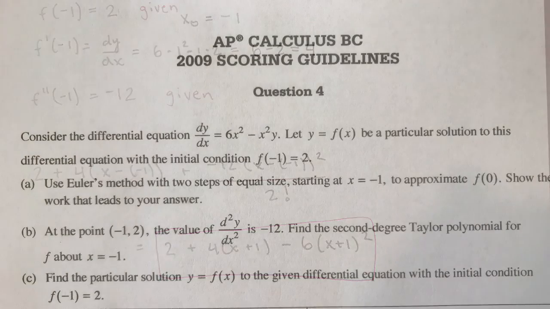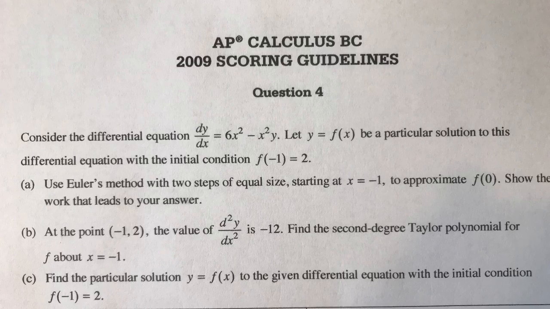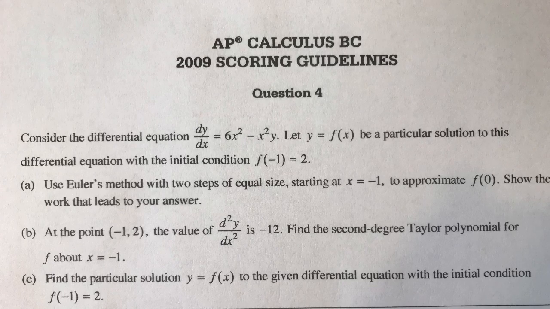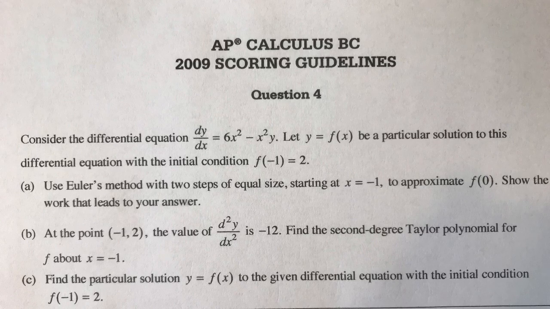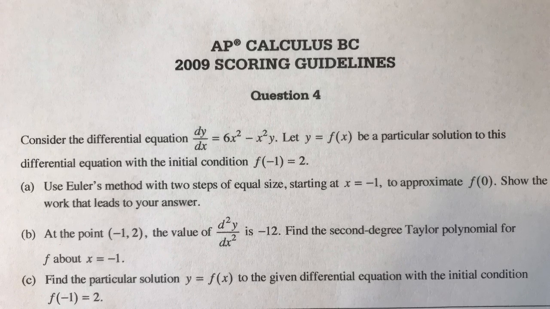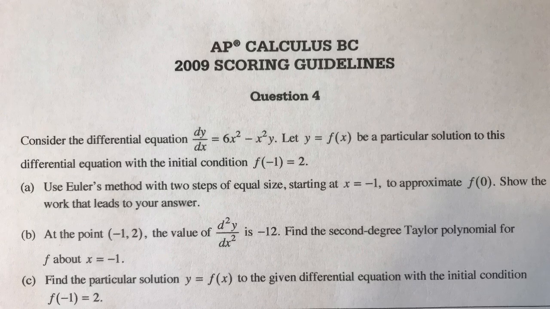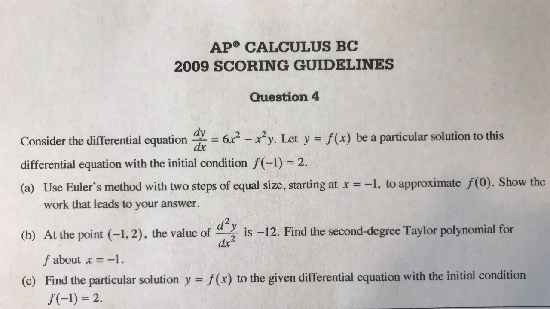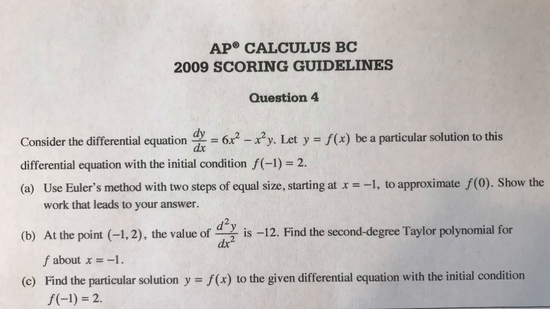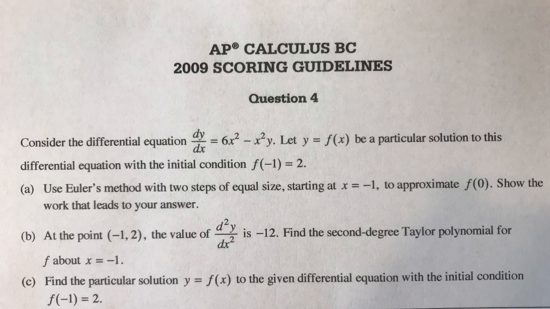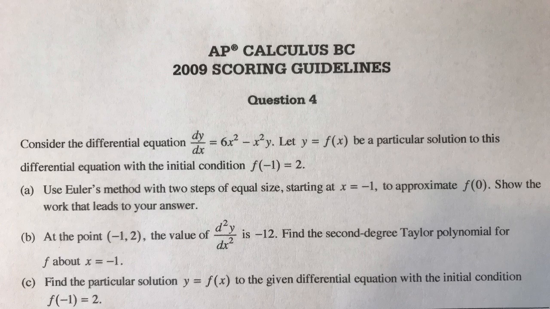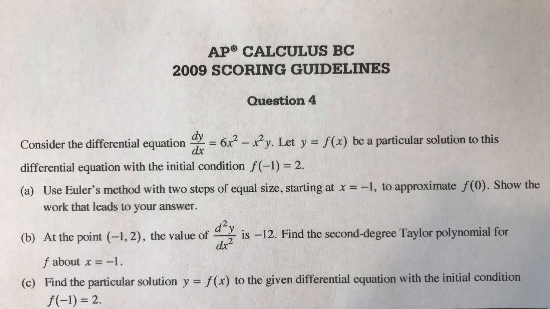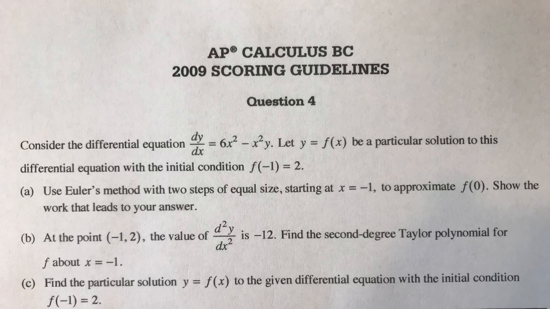So moving on to part C, we're asked to find the particular solution y equals f of x to the given differential equation with our initial condition f of -1 is equal to 2. For part C, this is basically where all the meat of the points goes. So even if you don't know how to do part A or part B, doing this step correctly gives you 6 out of the 9 points, which is a lot.